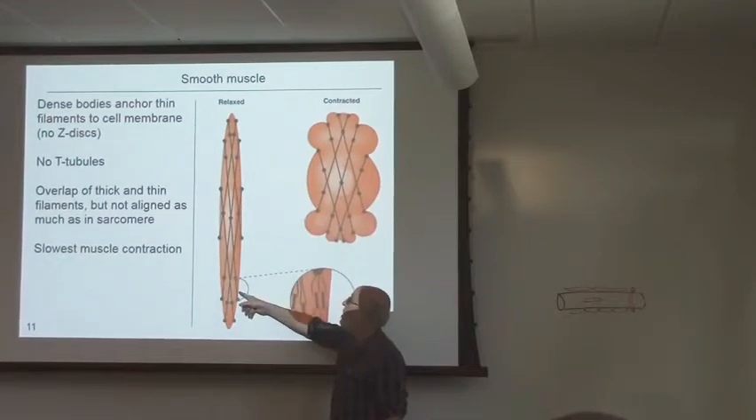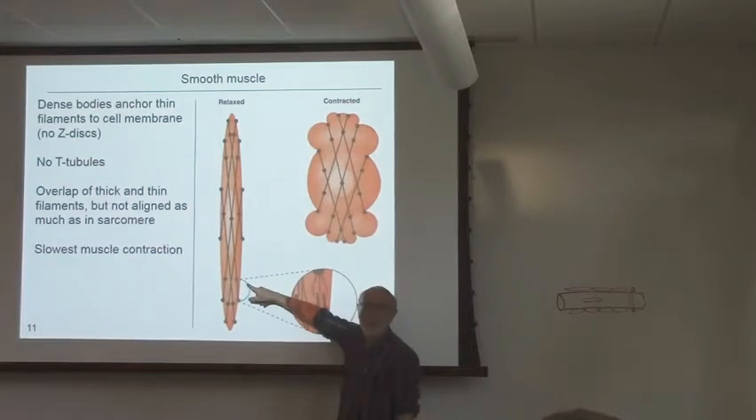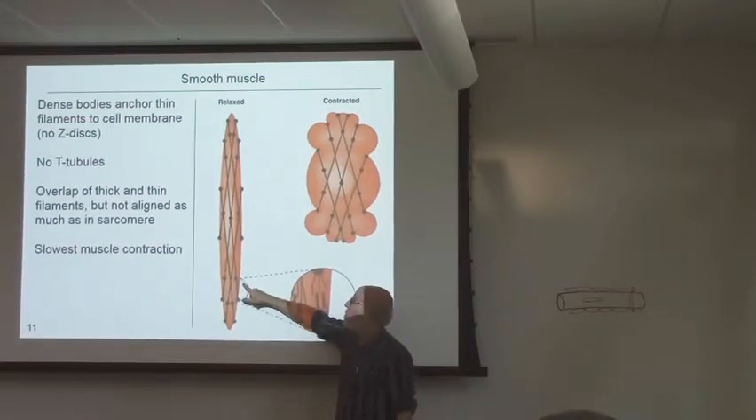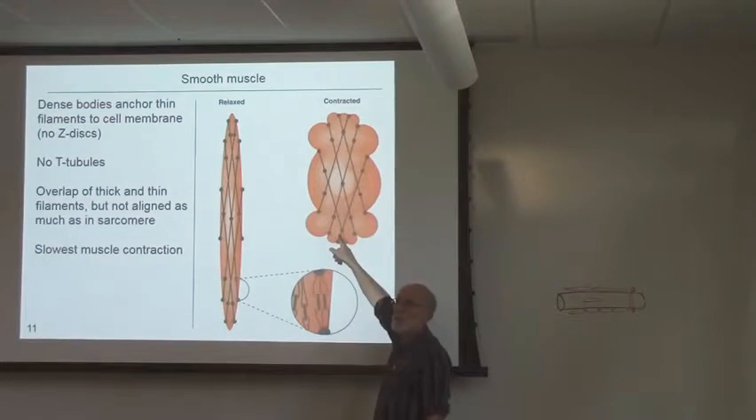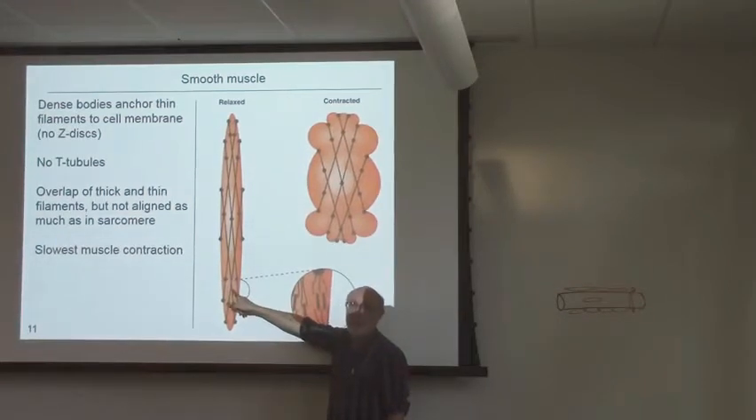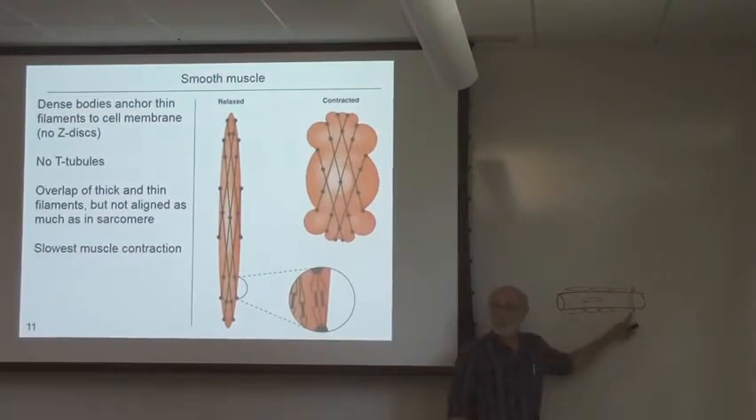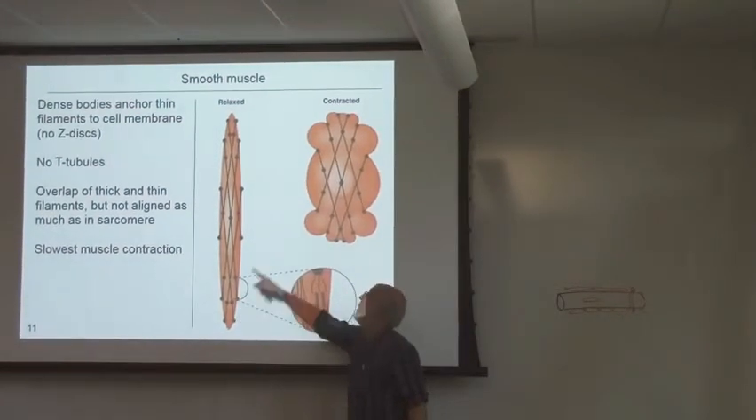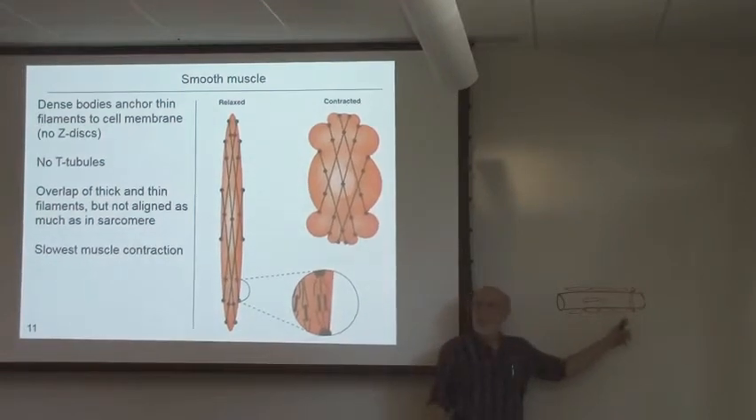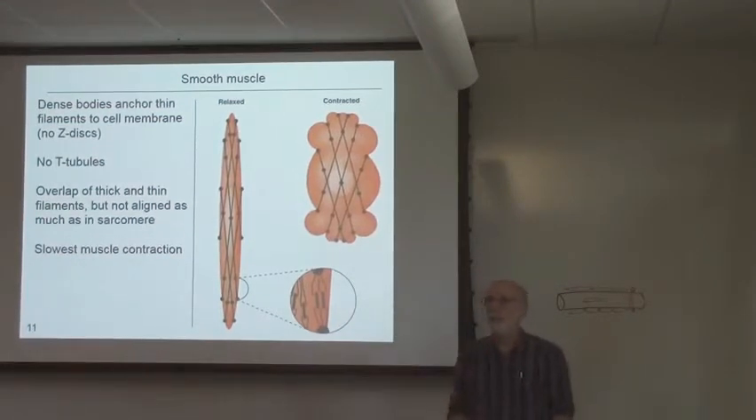And if this is circular muscle around a blood vessel, and it goes from this to this, what happens to the diameter of the blood vessel? Let's just imagine this is a circular smooth muscle, and it goes from this shape to this shape due to contraction. What happens to the diameter of the smooth muscle? It contracts. It gets smaller. The diameter gets smaller.